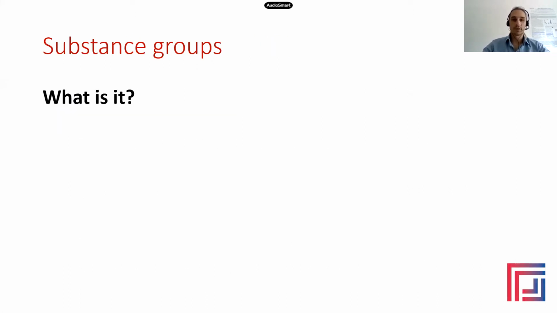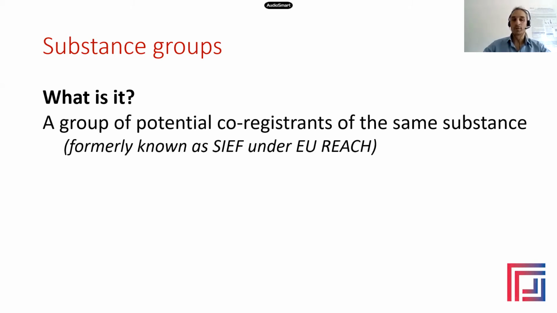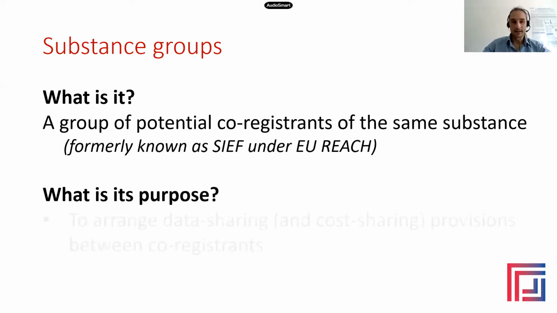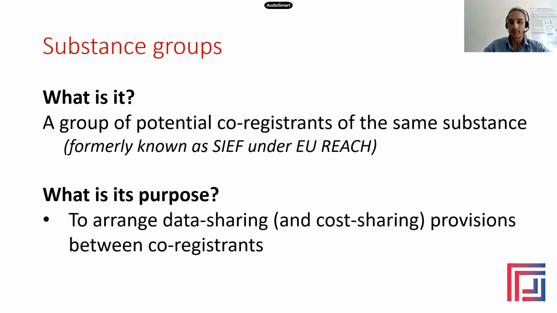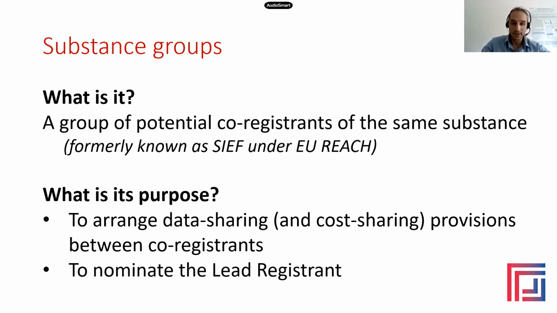Today, we're going to talk about substance groups. What is it? Substance groups are very similar to what we knew under EU REACH as SIEFs, Substance Information Exchange Fora. So it's a group of potential co-registrants of the same substance, as simple as that. What is it for? Again, the purpose is exactly the same as the purpose of SIEFs under EU REACH. So first of all, to arrange data sharing and cost sharing amongst the co-registrants. So under what conditions you will be sharing the data and costs for your joint submissions, for your joint registrations, which of course includes the step of nominating the lead registrant.